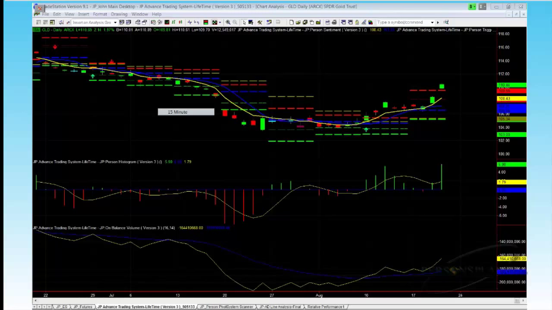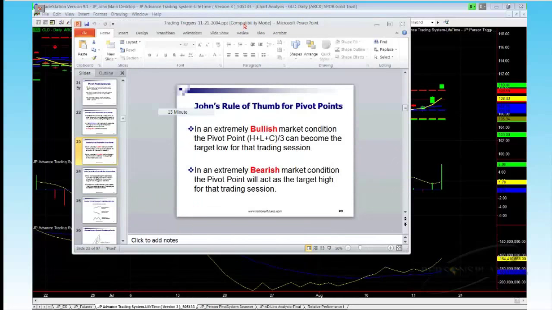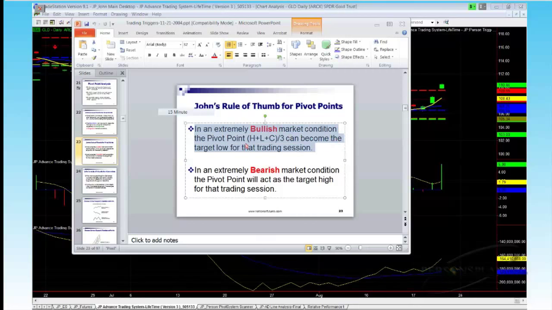Again, I'm going to share that slide with you one more time because I want it ingrained in your mind that typically in an extremely bullish market condition, the pivot point, which is again high plus low plus close divided by 3, can become the target low for that trading session. So we focus in on the pivot.